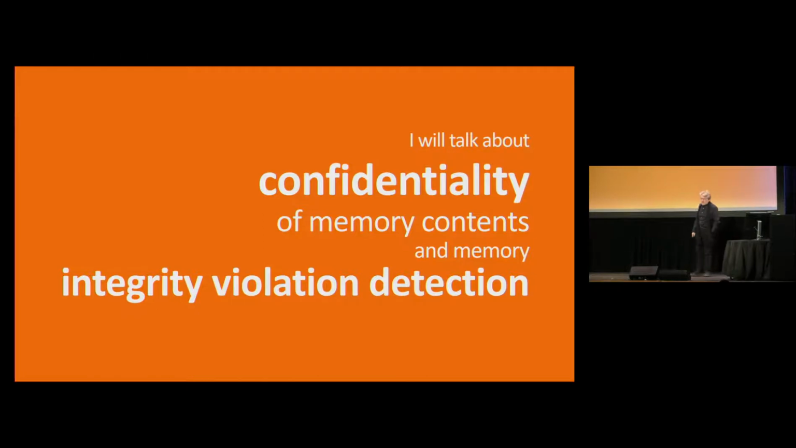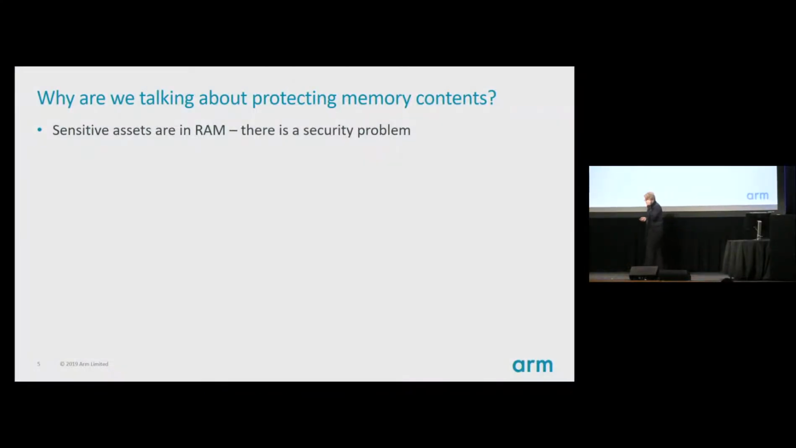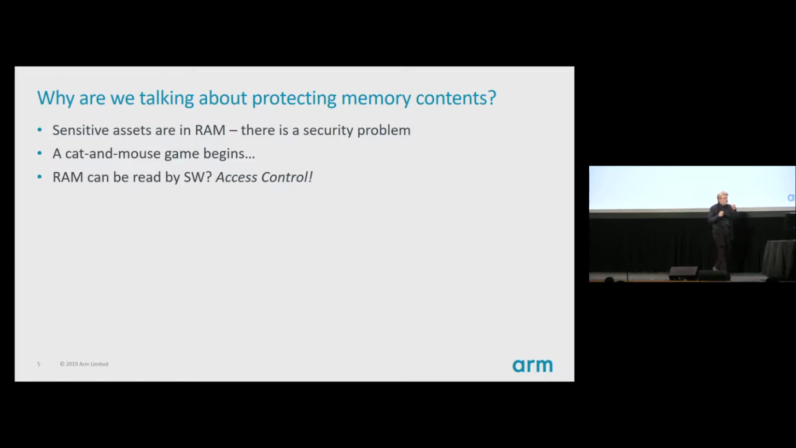So the topic of my talk will be confidentiality of memory contents, which is a mouthful, and memory integrity violation detection. And why am I about to stand between you and the reception? Well, the reason is that memory contents are important. We are stakeholders that put some of our assets in the memory of a computer. And as soon as you have this, you have a security problem. And so the usual cat and mouse game begins.